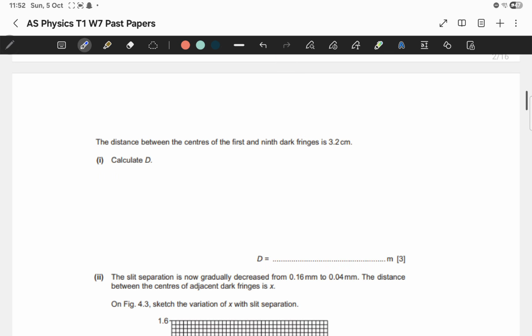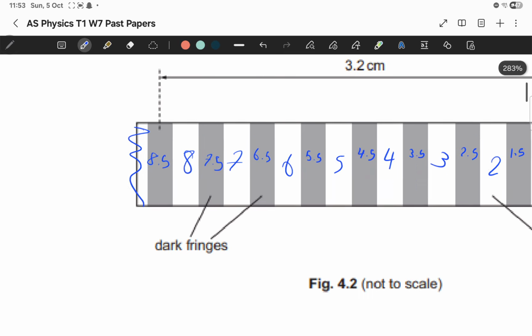Okay. Now, let me put this back on. They want us to calculate D, and they told us the distance between the centers of the first and 9th dark fringes is 3.2 centimeters. Okay.